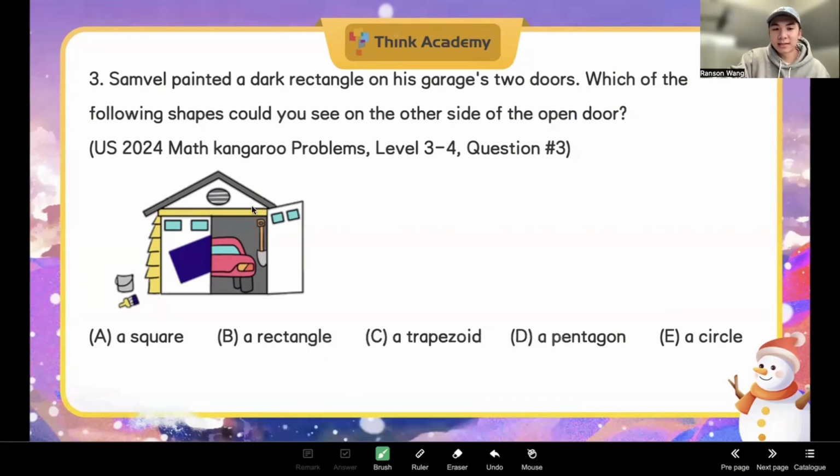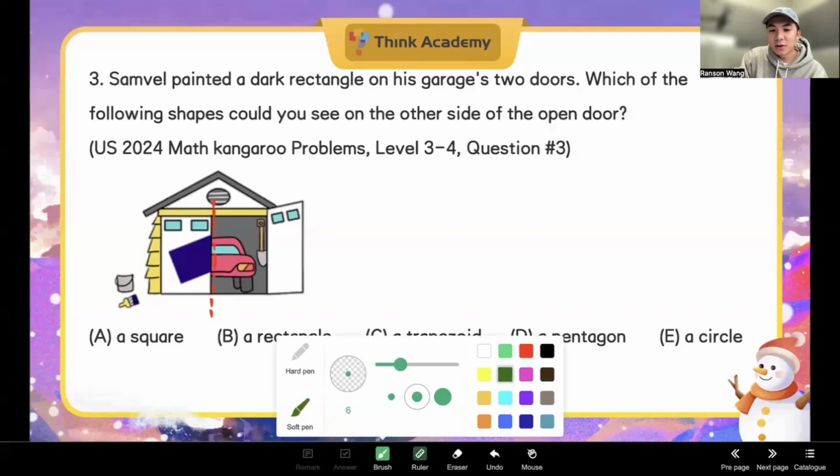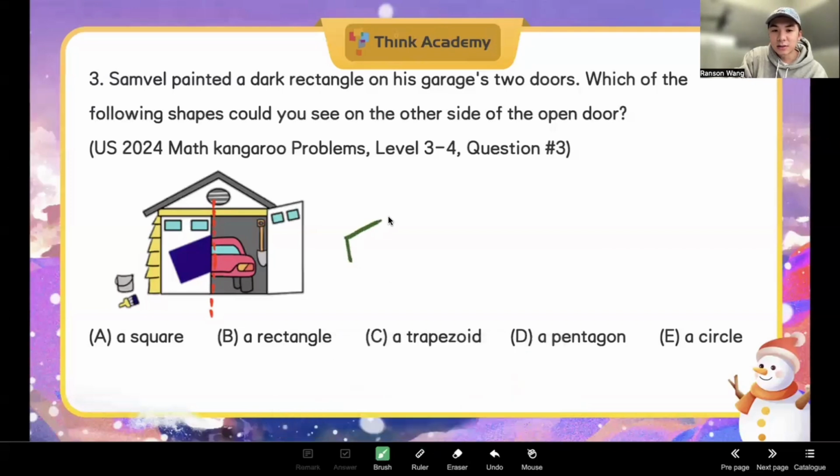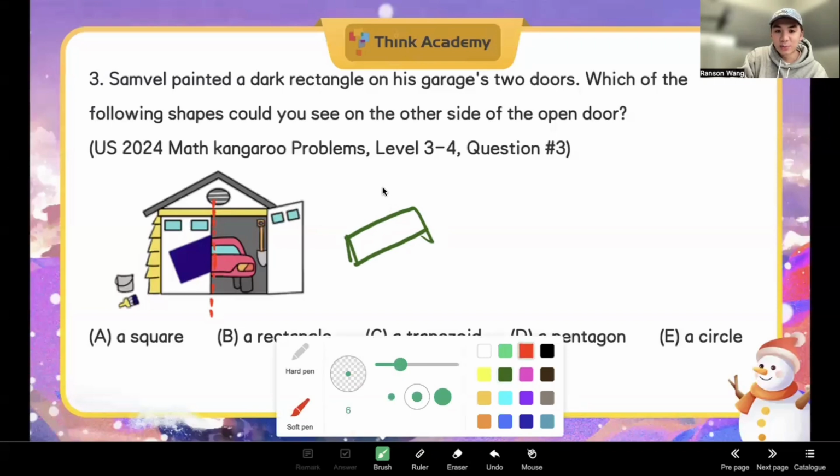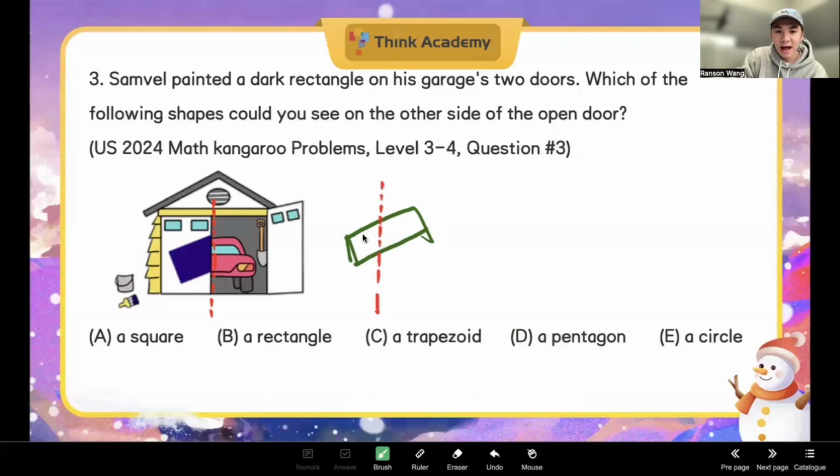So basically, you can see the rectangle is being cut by this line, and we want to know what shape is on the other side. We can just restore this. For example, this is the rectangle that Sanville draws on the door, and the door actually cuts this rectangle into two parts. This part is the part that we see right now on the side of the door, and we're looking for the other side, which is the shape like this.